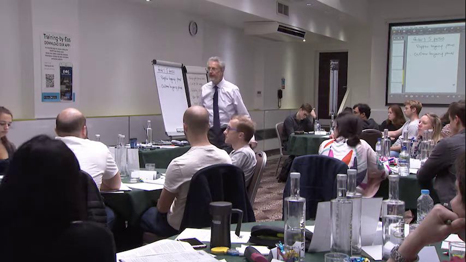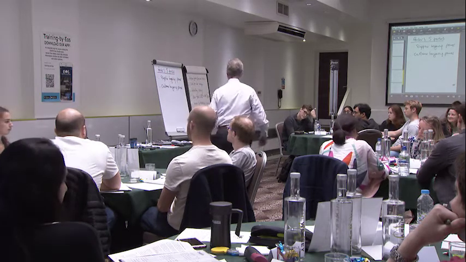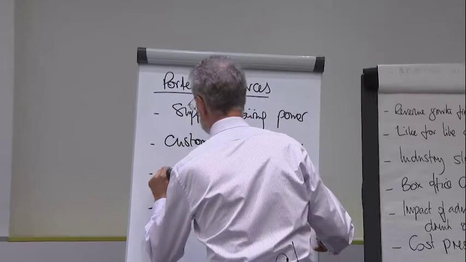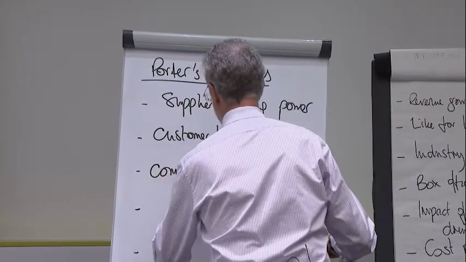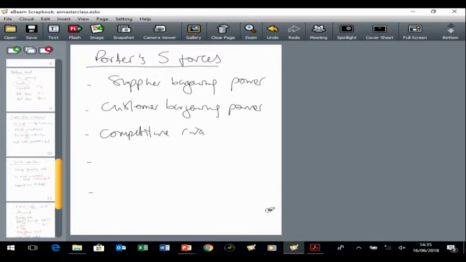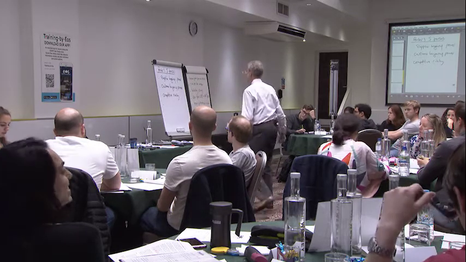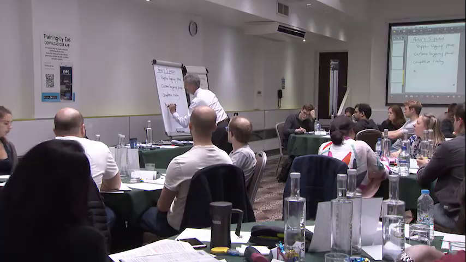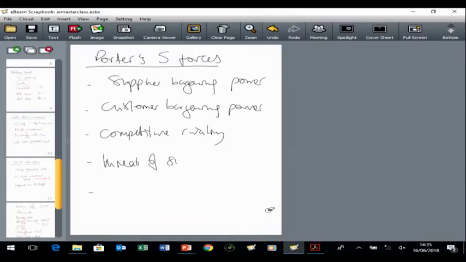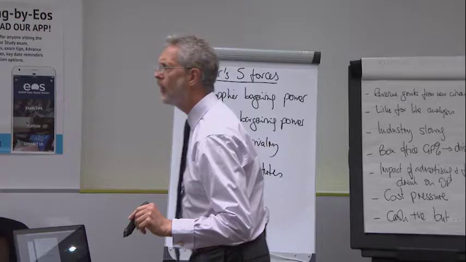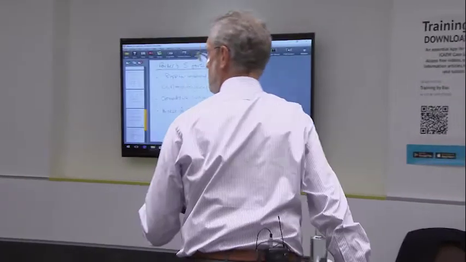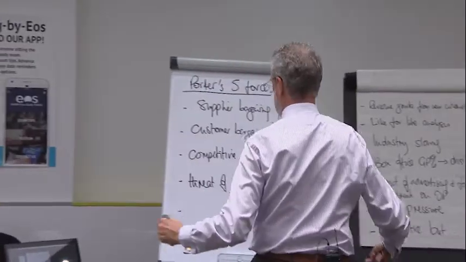Next. Competitive rivalry. Yep. Substitute. When you say substitutes, what? Threat of substitutes. And finally? Barriers to entry. No, not quite. Threats of new entrants. Threats of new entrants, but barriers to entry is part of the discussion.